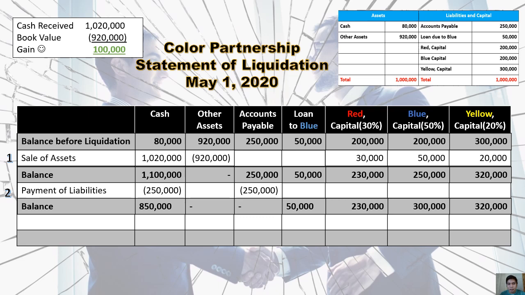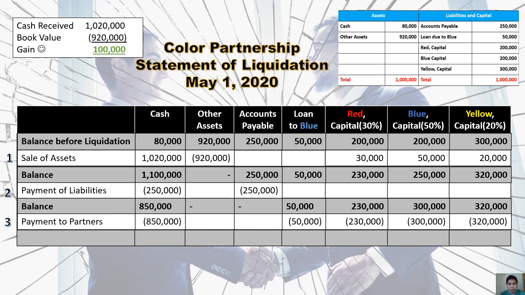So, sa case natin, pwede na natin isabay dito yung loan to Blue kasi si Blue naman is one of the partners. So, payment to partners as is lang. Bawasan natin yung cash ng 850, kasi yung 850, ibibigay yung 50,000 kay Blue as loan to Blue, ibibigay yung 230 kay Red kasi ayun na yung balance ng kanyang capital. Then si Blue naman 300,000, kay Yellow meron tayong 320. So at the end of the partnership liquidation, wala na po tayong mga balanse.